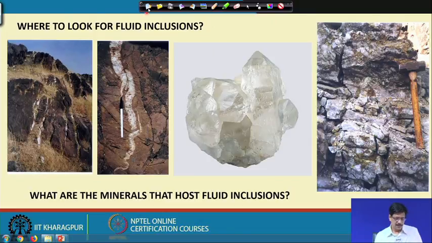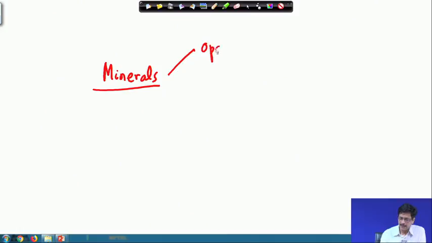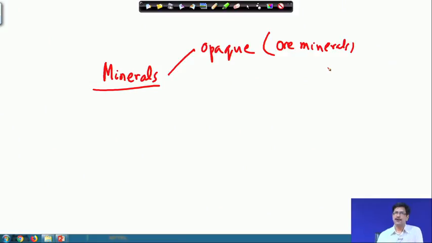Okay, so in what minerals do we generally see fluid inclusions? Theoretically, the minerals in which we can see fluid inclusions are all minerals which deposit from fluid, but there are certain minerals which are opaque to the visible range of the electromagnetic spectrum. They will mostly be our ore minerals, the sulfides and the oxides, which we cannot use for the study of fluid inclusions.